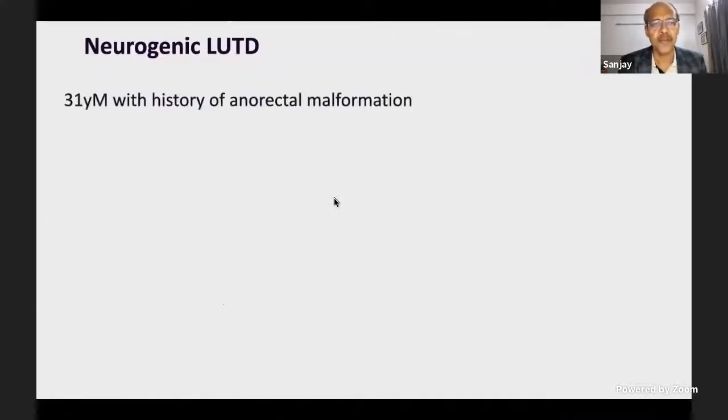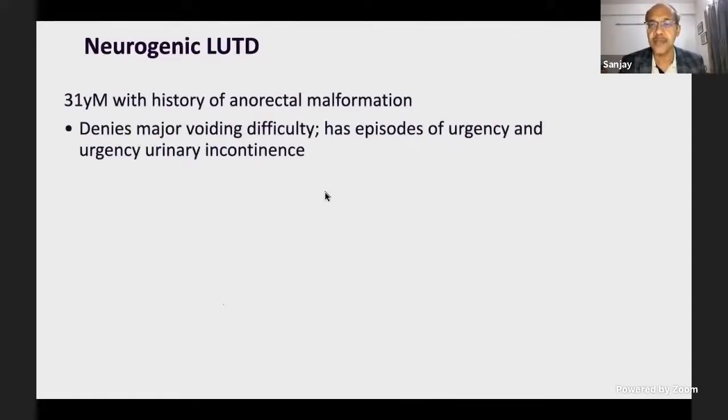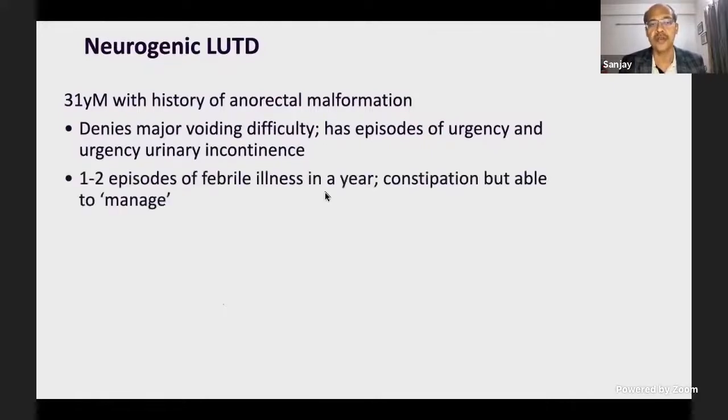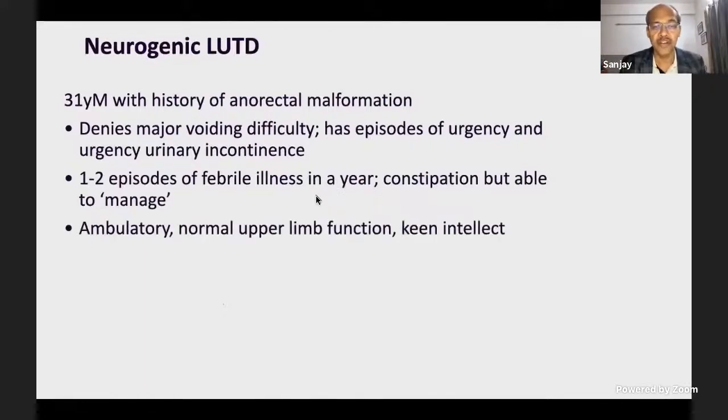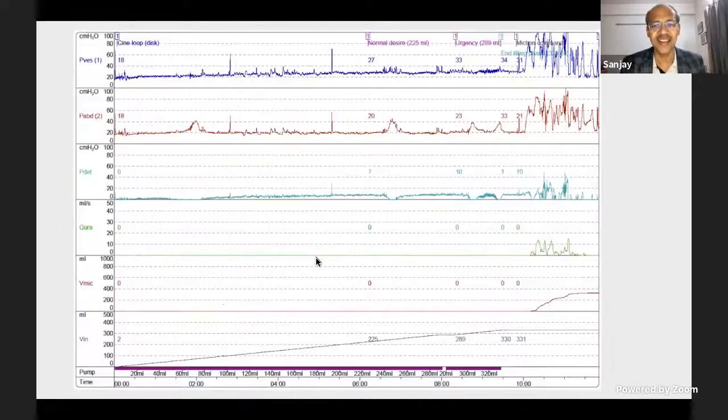And let's examine one patient who's 31 years old with a history of anorectal malformation, denies major voiding difficulty, has episodes of urgency and urgency incontinence, 1 to 2 febrile illnesses in a year, constipated but is able to manage. He's ambulatory with normal upper tract function and keen intellect. And let's look at his urodynamics trace to try and answer whether the trace on its own can tell us whether this patient is safe or not.